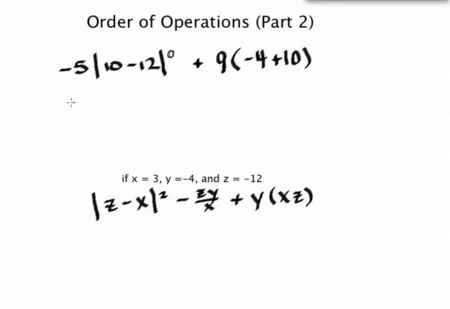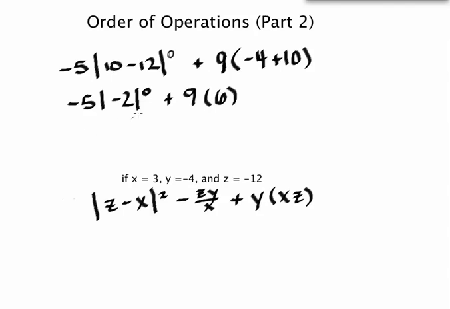So here what I would do is I would have a negative 5 times the absolute value of negative 2 to the 0 power, plus 9 times negative 4 plus 10 is 6, positive. Remember, you can use those same signs, add them up, different signs, subtract song I taught you.